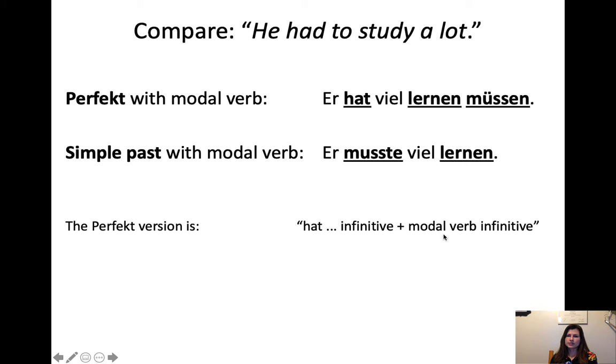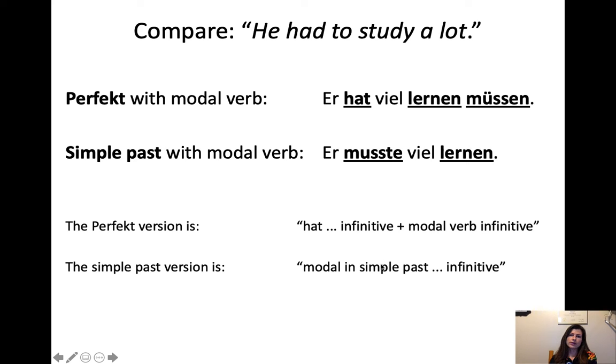And then at the end of the sentence, you have your infinitive plus the modal verb infinitive. So main verb infinitive, modal verb infinitive. That's how the perfect goes with a modal verb. But then the simple past version with the modal verb is modal in the simple past, like musste, and then the infinitive, whatever the main verb is. So they both express the same thing, but with very different verb structures.